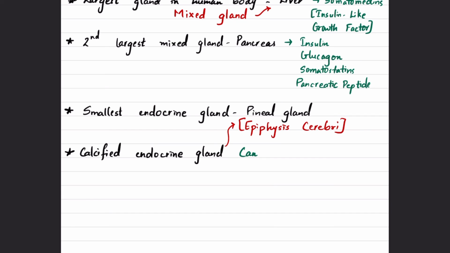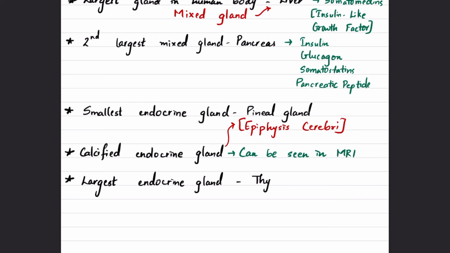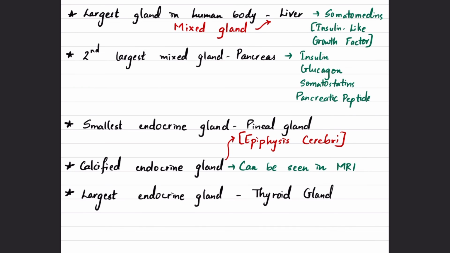The largest only endocrine gland is the thyroid gland. The liver was the mixed gland, and the largest purely endocrine gland is the thyroid gland. So this was the introduction to endocrinology.